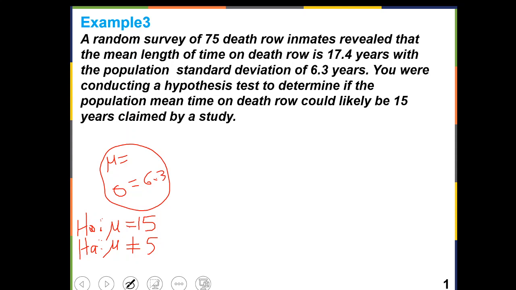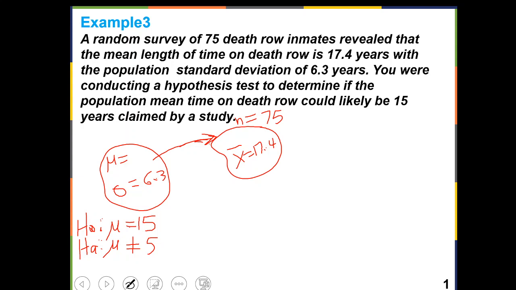So how do we test this? So in this chapter, we're going to go through a procedure to test that claim. It's called hypothesis test. So we're going to take a sample, and they did that. So the sample size is 75. And they calculated x bar, and they figured x bar is 17.4. Okay? Now, here's the question.